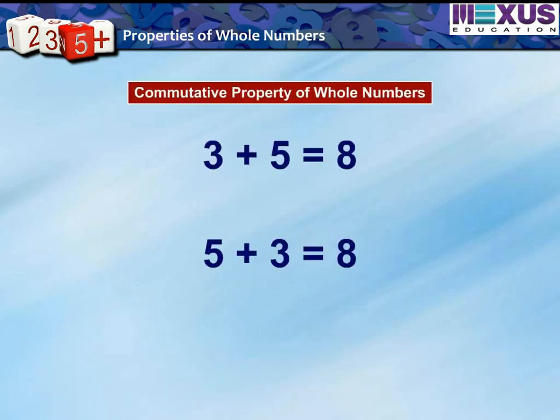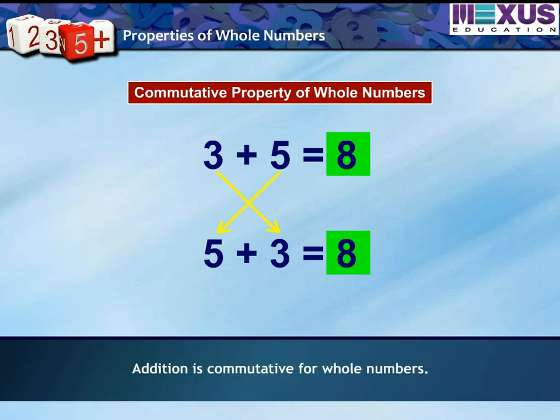Have you observed the following addition? In both cases, the sum remains the same, though the order of the pair of whole numbers is changed. This is true for all whole numbers. So we say that addition is commutative for whole numbers.